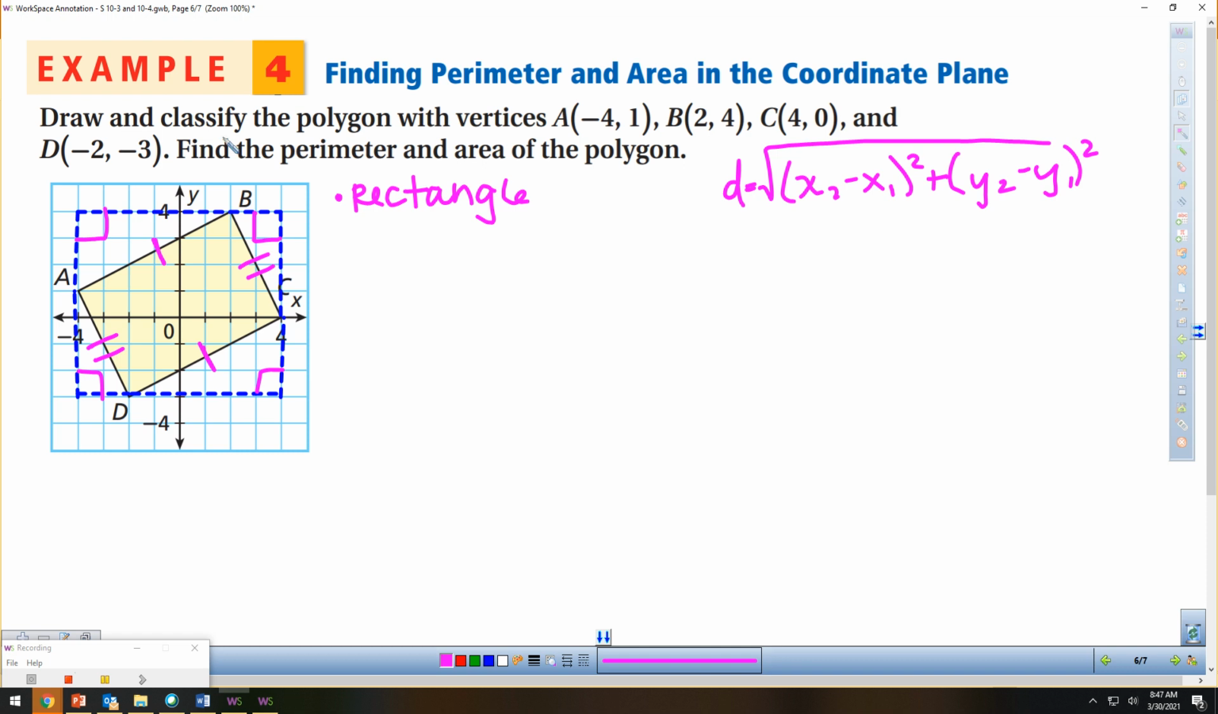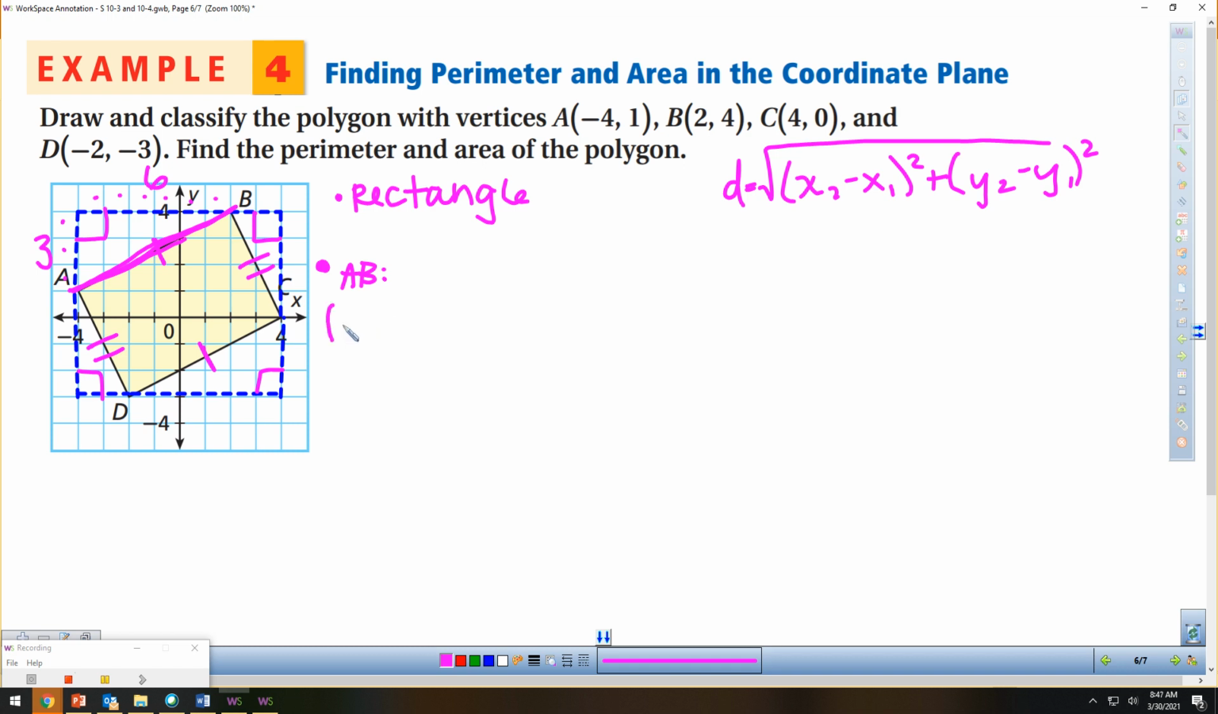Because, what is the length of this leg over here? 3. You just count. 1, 2, 3. So this length is 3. What about this leg? 1, 2, 3, 4, 5, 6. That leg is 6. So because I know this leg is 3 and this leg is 6, I can do the Pythagorean theorem to find the length of AB. So that's what we're going to do. So first we're going to find the length of AB.